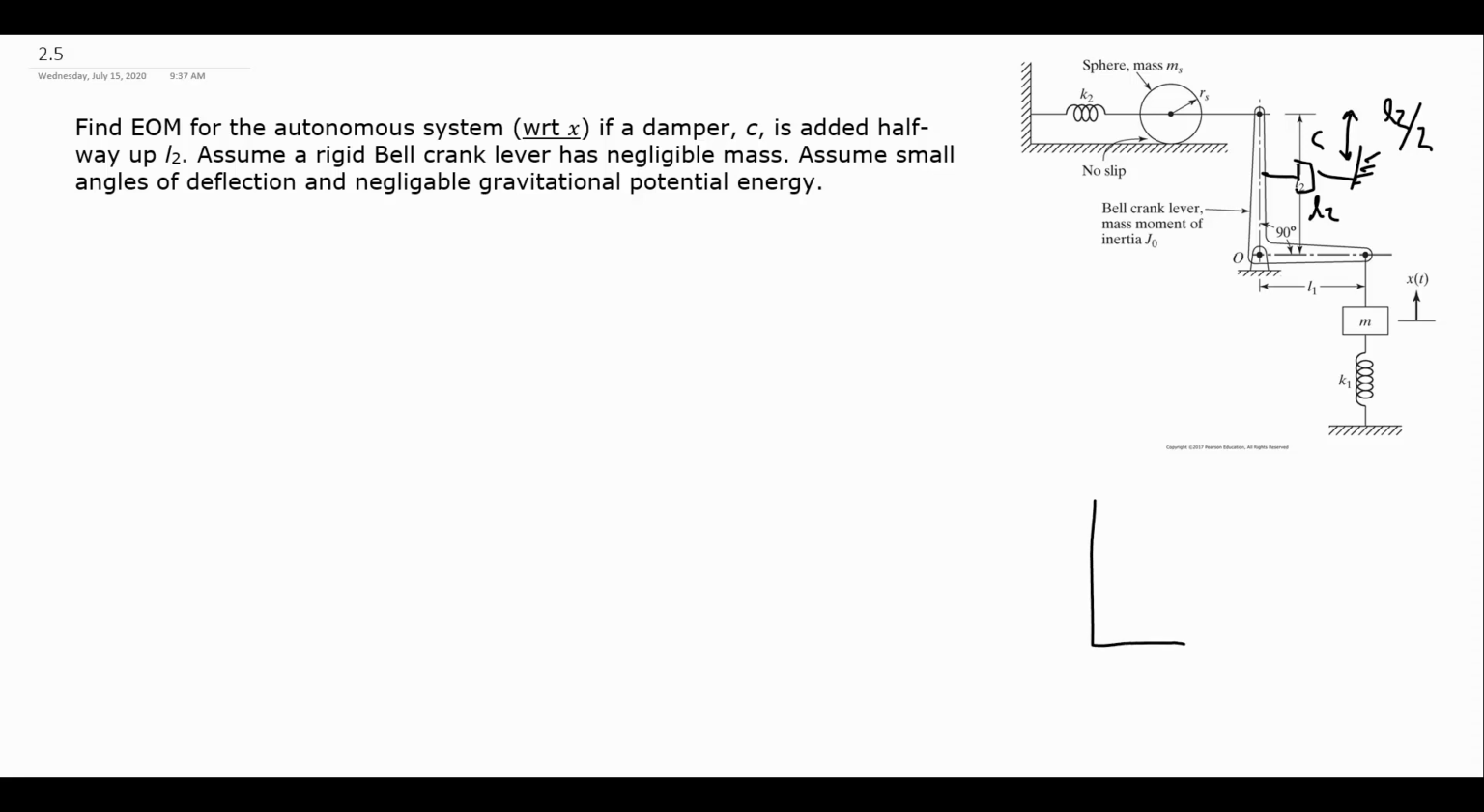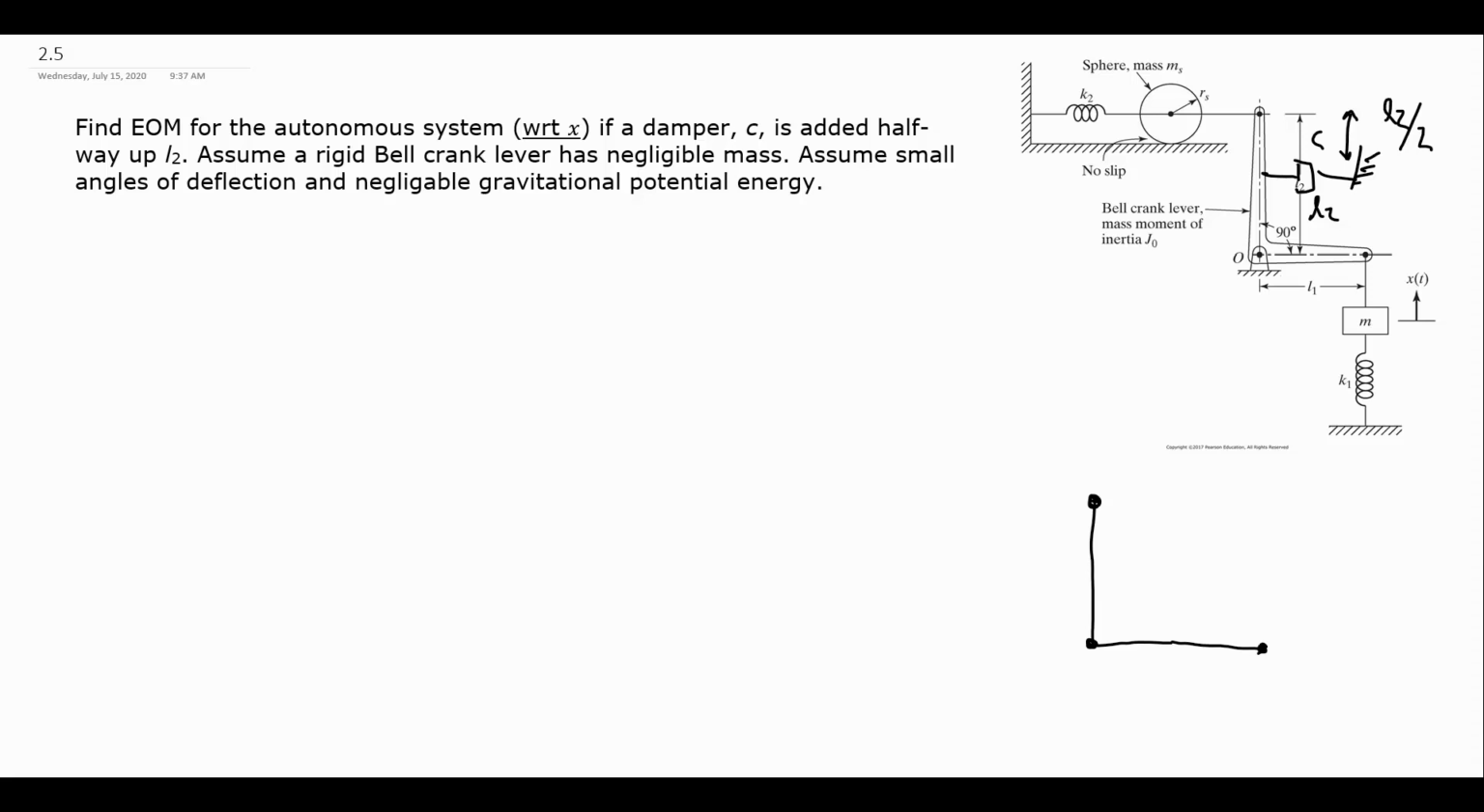use. So let's look at the bell crank lever and just see how it's put together, and then draw it in its nominal state or its equilibrium state, and then what happens if it's perturbed from that state. We are told here we can assume small angles of deflection, and we are going to have negligible gravitational potential. So that means that the potential energy due to the change in the center of mass of this bell lever we can ignore. Also, we're not told where the center of mass is anyway.